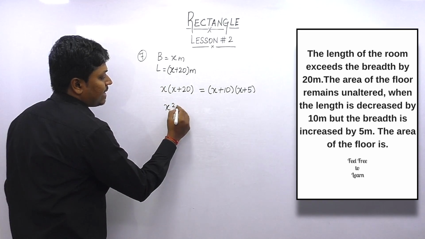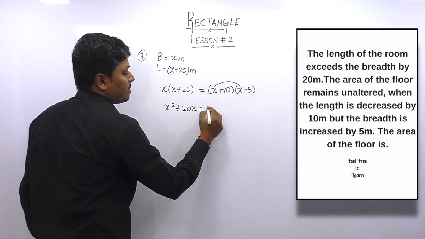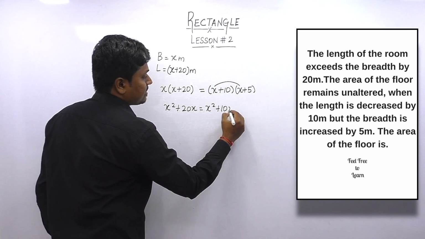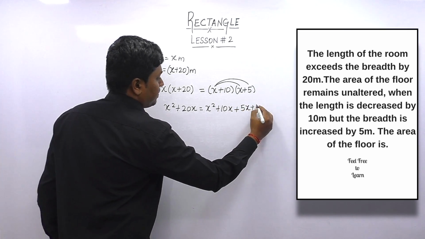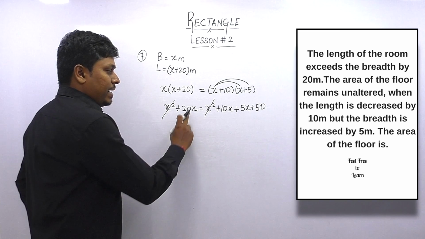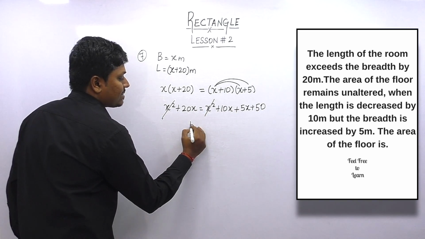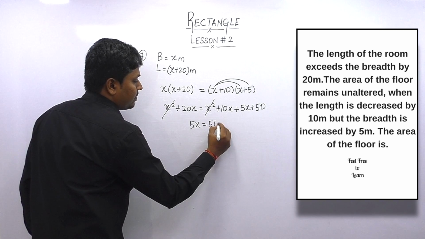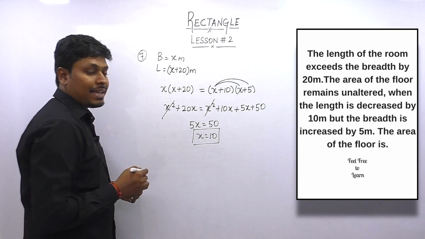So this can be written as x square plus 20x is equal to, once you multiply this, x square plus 10x, and the second, 5x plus 50. So we can cancel x square and x square. So 20x minus 15x will be 5x. So 5x is equal to 50, so x is equal to 10. So finally we got a value, that is x is equal to 10.